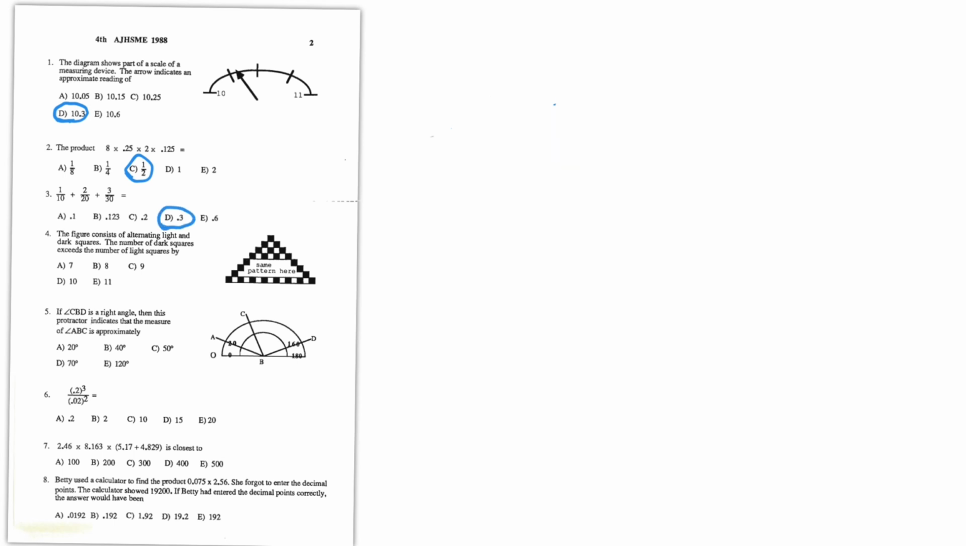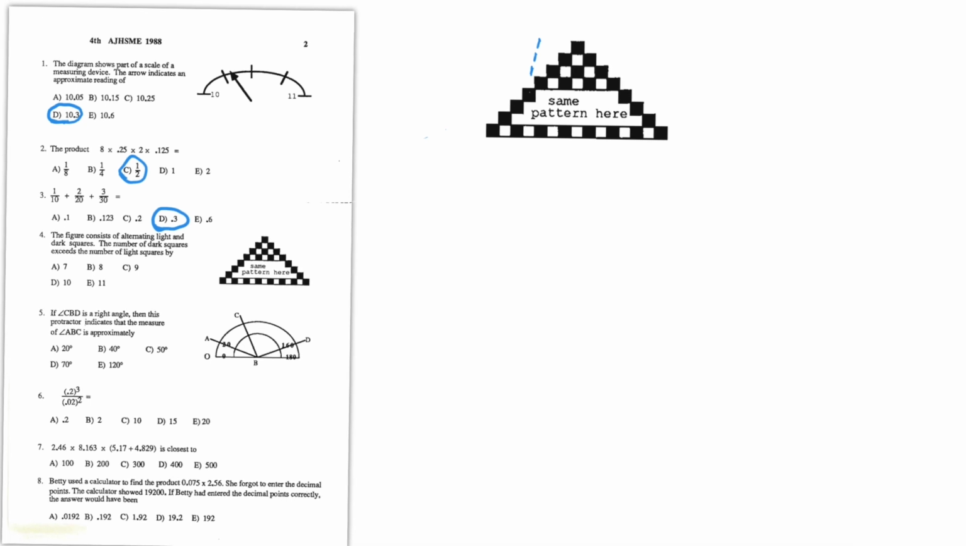Number 4. The figure consists of alternating light and dark squares. The number of dark squares exceeds the number of light squares by. The first row has one dark square. The second row has 2 dark squares and 1 white square, which is one more than the white square. Third row, 3 dark, 2 white, still one more. So each row has one more dark square than white square.